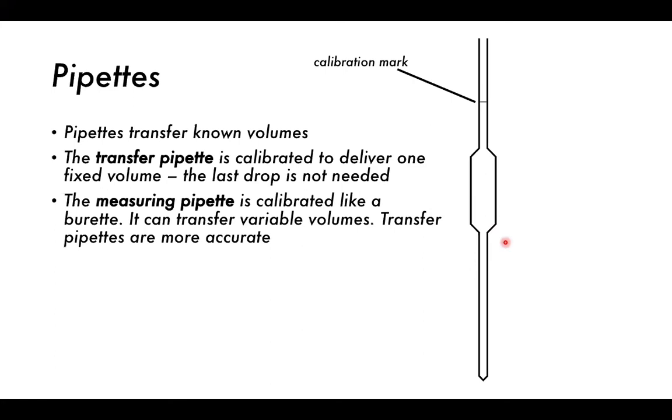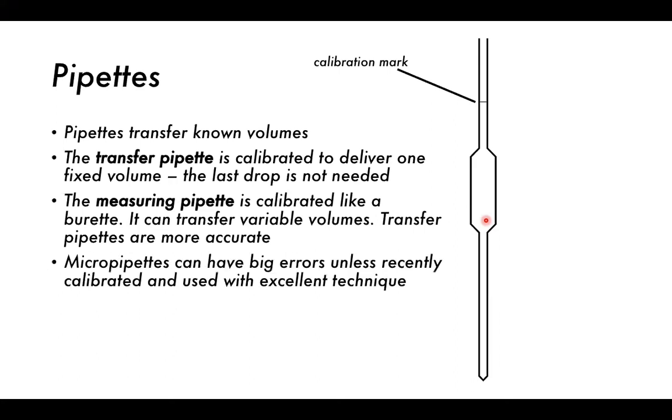A measuring pipette is calibrated like a burette, so it will have graduation marks, but it will be filled and the liquid will be expelled in a similar way to this one. Transfer pipettes are generally more accurate though, because they are calibrated specifically to a certain volume. And so it doesn't rely on graduations or human systematic error or human random error to ensure that it's accurate.